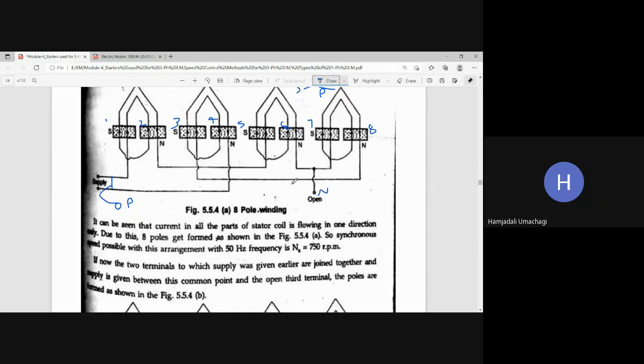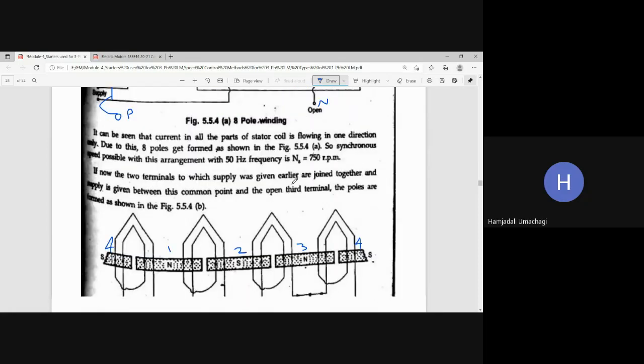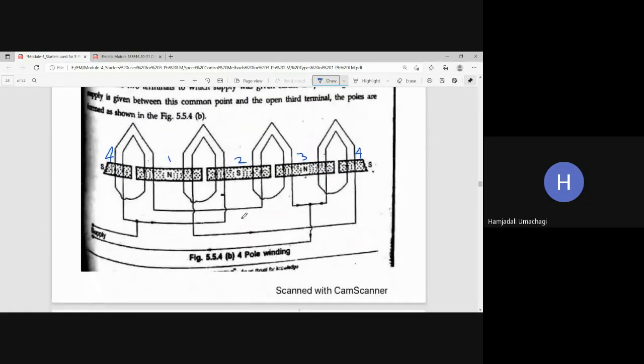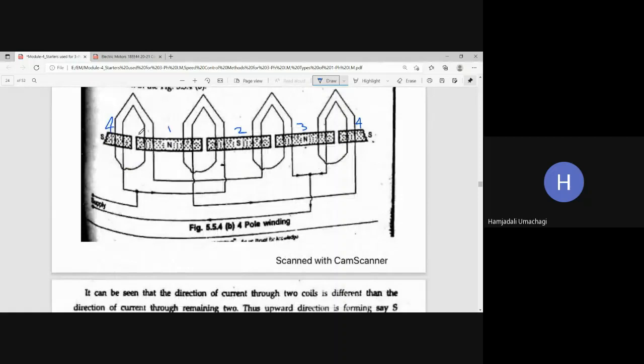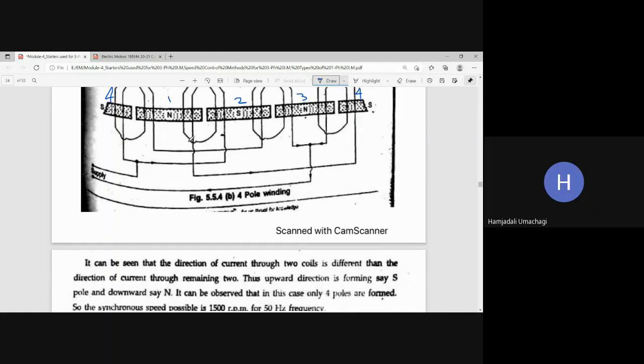If this is the case, then you are going to get this configuration, where you will be observing the current direction in two poles in the same direction, and the other two in the other direction, meaning north pole downward direction, south pole upward direction. So because of this, here we are going to get four poles.